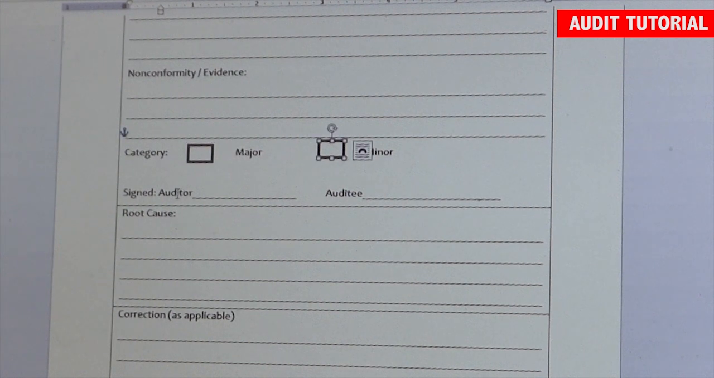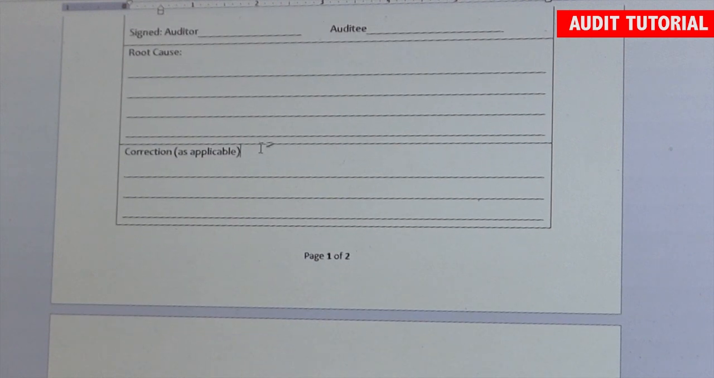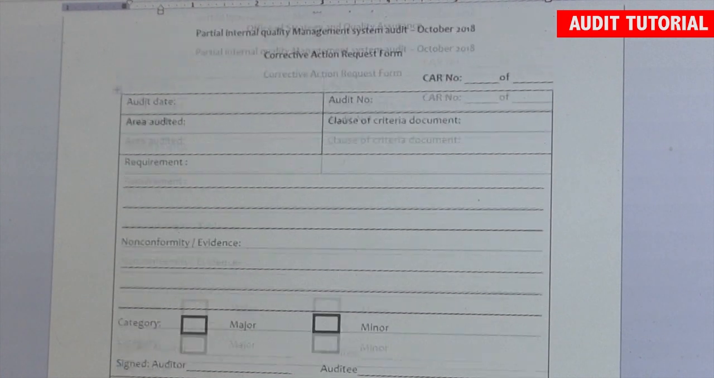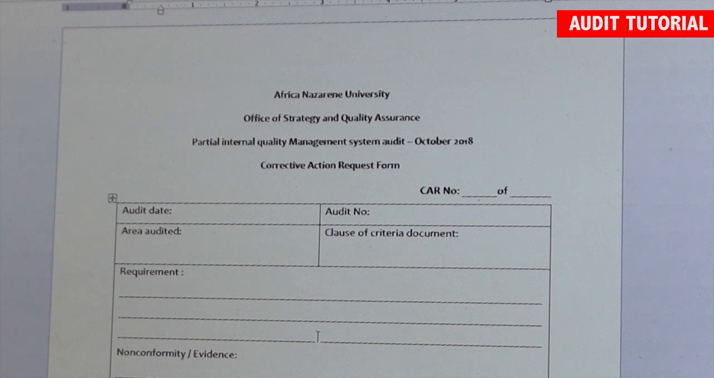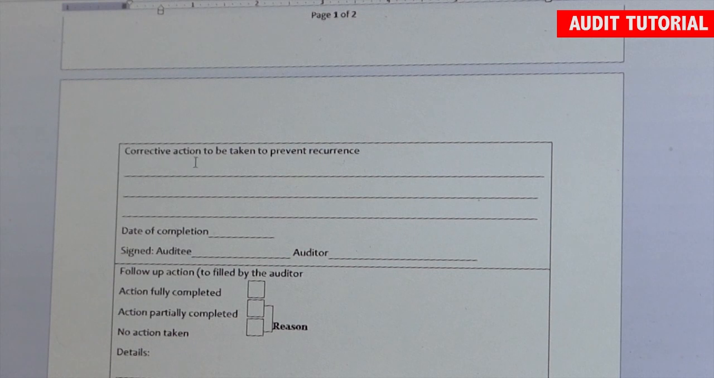The auditee will be signing later, but as the auditor, please indicate the root cause for that nonconformity, and then the correction that is expected. So these are things that will be prepared by the auditors during the auditors meeting, and every nonconformity will be recorded on its own corrective action request form. Notice the form has spaces, which we shall be discussing in a short while, for the dates of agreement of how those nonconformities will be addressed. So this preparation should be happening during the auditors meeting.